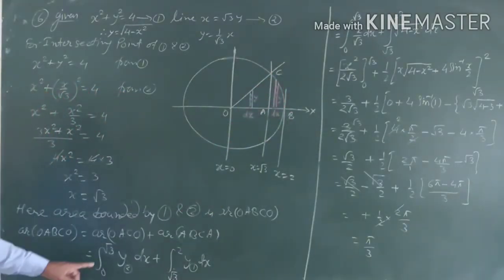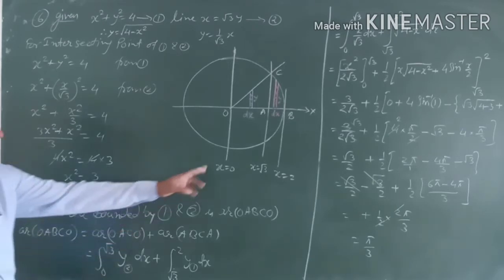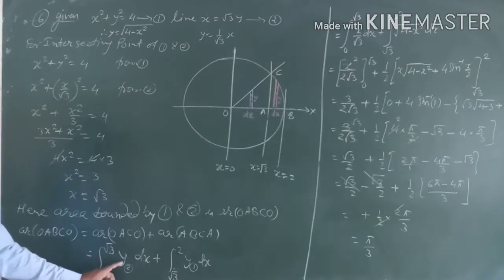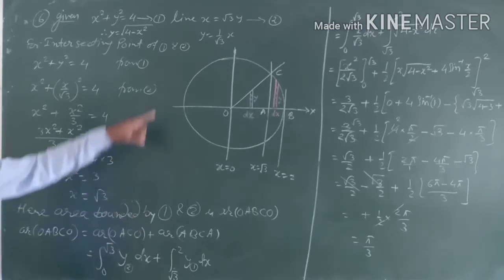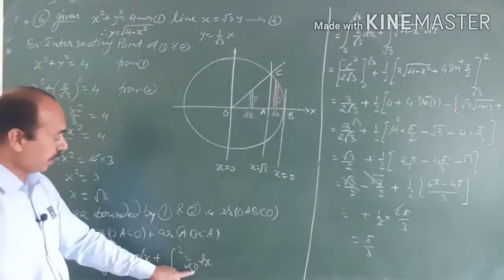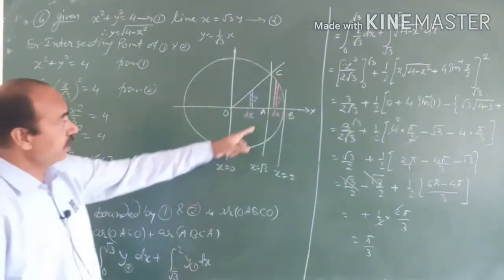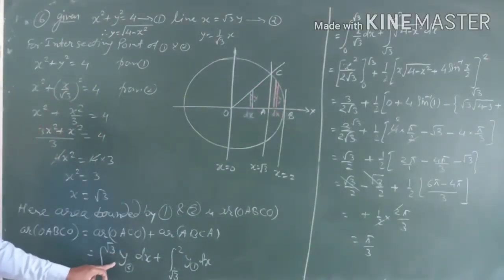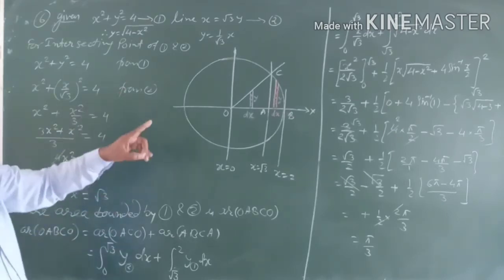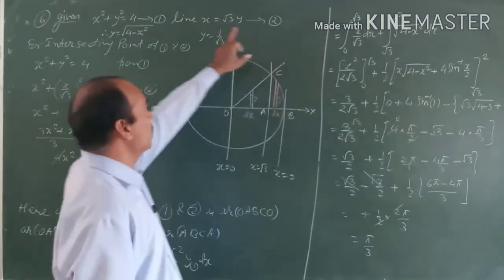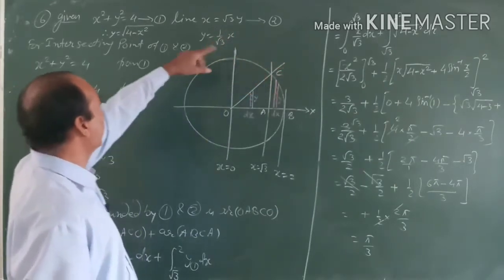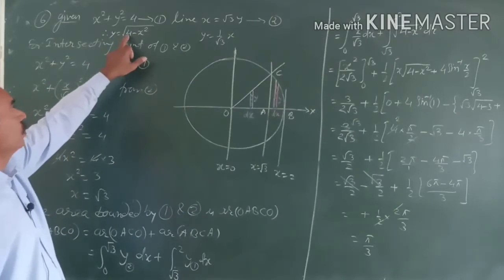In the first part the limit is 0 to root 3, and in the second part root 3 to 2. In the first part, y into dx, where y is the line, equation number 2, and in the second part equation number 1, y into dx, where y is the circle. So put the value from equation number 2 here: from 0 to root 3, y means x by root 3, and in the second part the value of y is under root 4 minus x square.